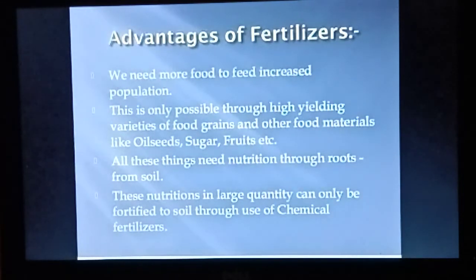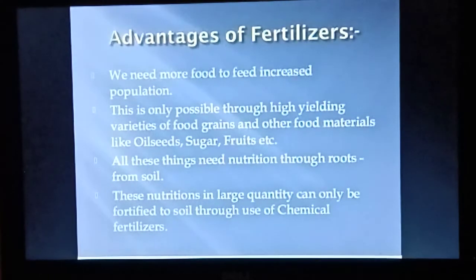These nutrients in large quantity can only be fortified to soil through the use of chemical fertilizers. So you know that if any of the soil is not very nutritious, the fertilizer makes it very much nutritious at one time, and after that it gets rotted up, and without any fertilizer, without any nutrition it is poor. So we use the chemical fertilizers.